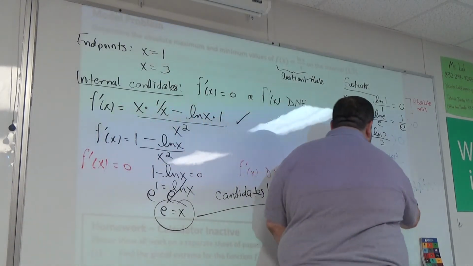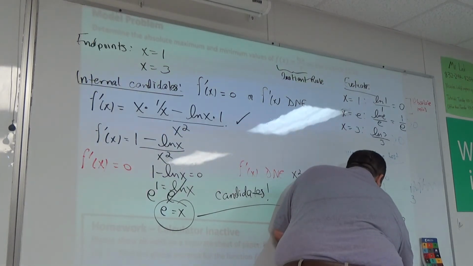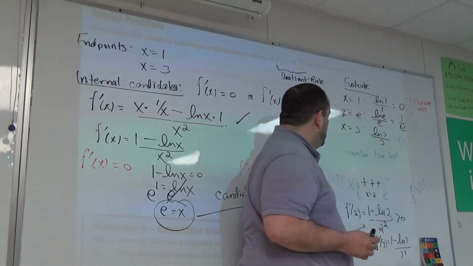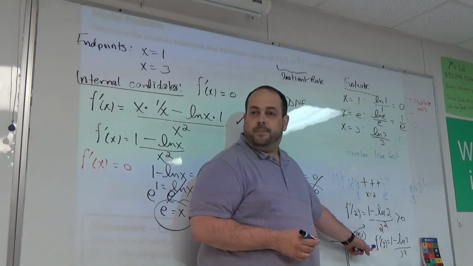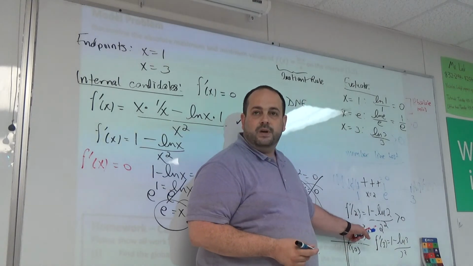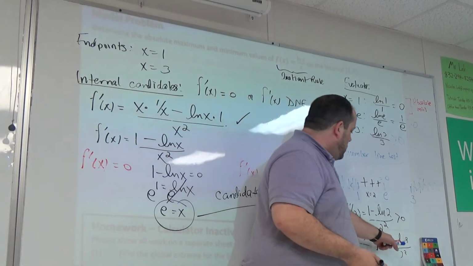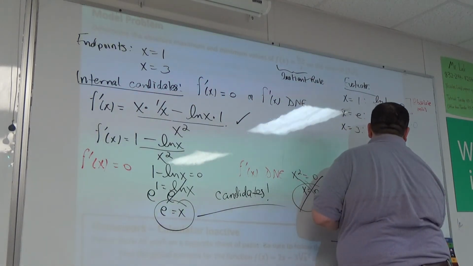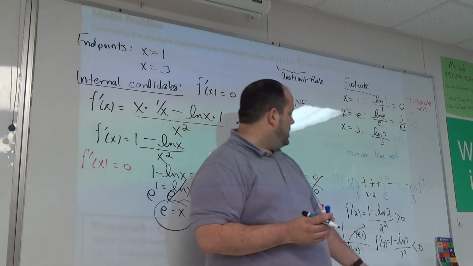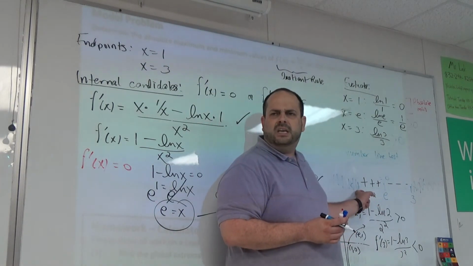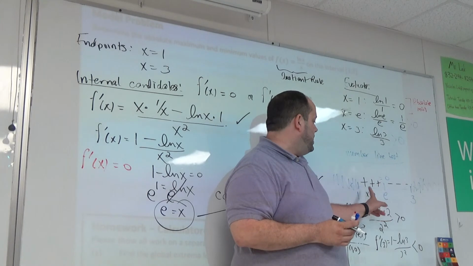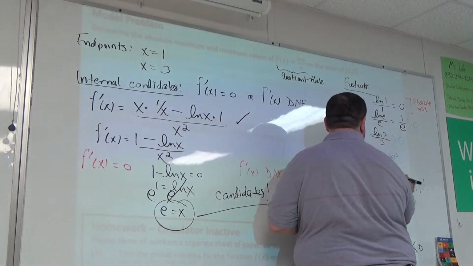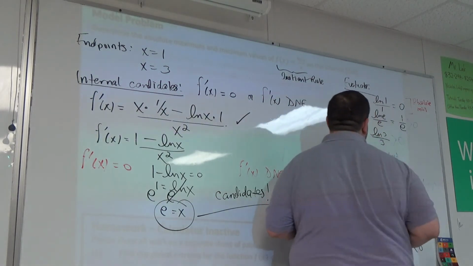If I pick something bigger than e, like f prime of 3, now I've got 1 minus the natural log of 3 over 3 squared. 3 is a little bit bigger than e. The natural log of 3 is therefore bigger than 1. 1 minus the natural log of 3 has to be negative. Okay, so hold on real quick. From 1 to e, my function is increasing. This is f prime, so f is increasing. Over here, f is decreasing.